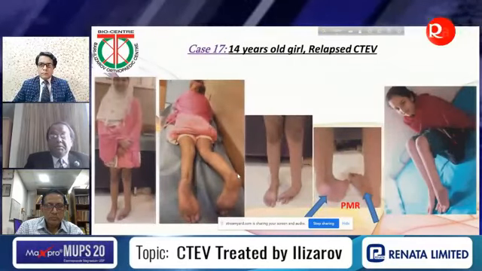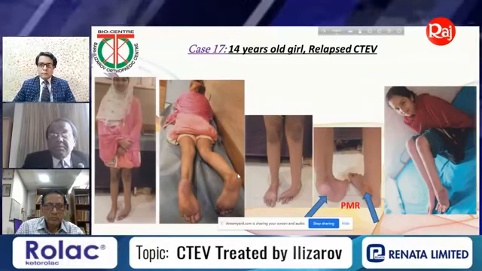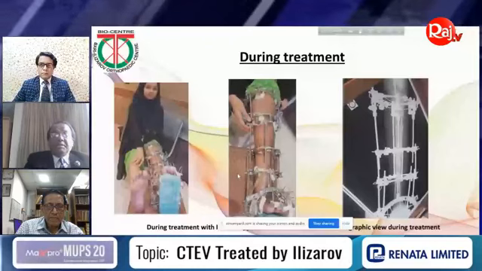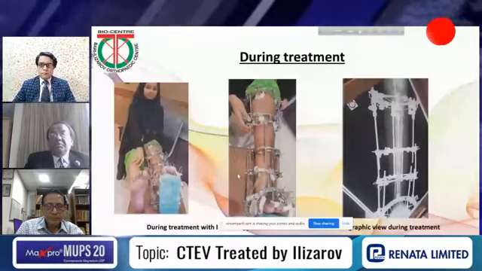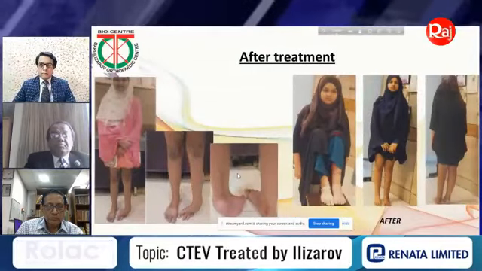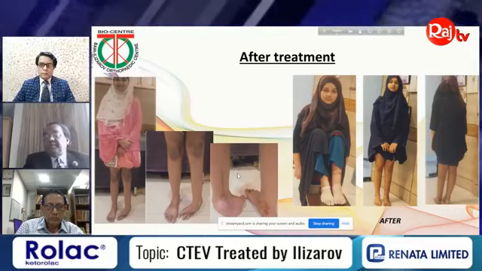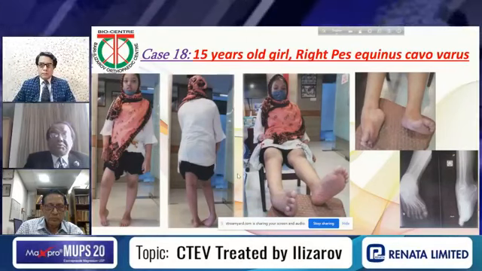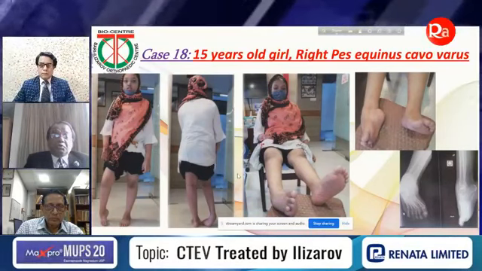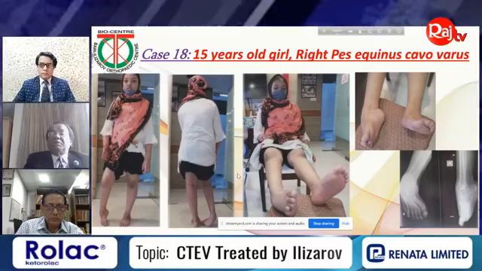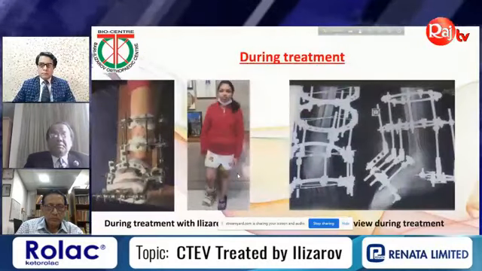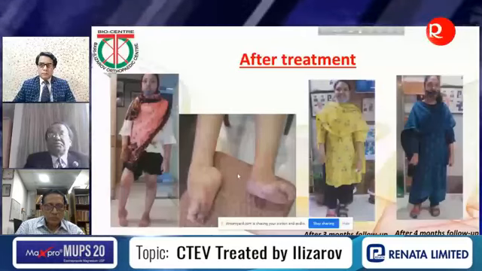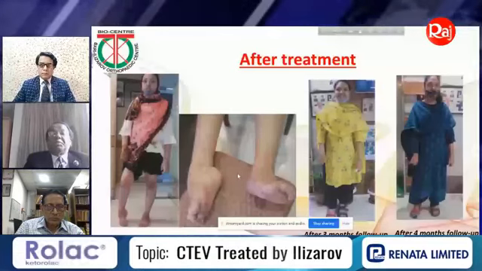Again, relapse CTEV, PMR, and shortening. I have done lengthening. And then you can see here, after treatment, from left side to right side, this is before and this is after. 15 years old girl, right past equino cavovarus. You can see here, adolescent case. Treatment, and then gradually you can correct the deformity. This is the follow-up after 4 months.